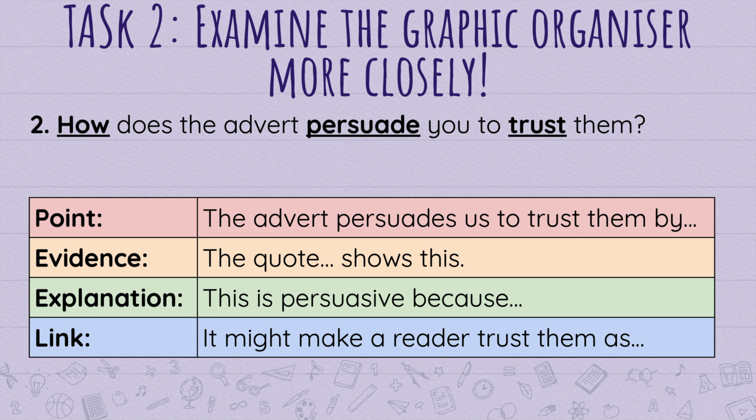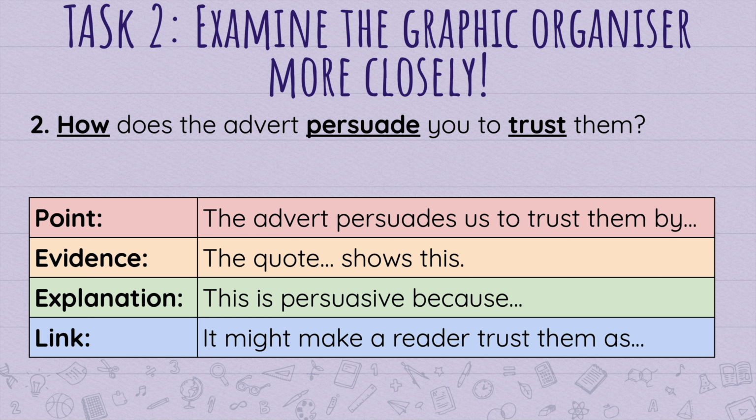So I've given you here some sentence starters to help you write your P chain, and you'll notice I've added an L on the end, so link. So we've got the advert persuades us to trust them by. So try and find a thing that they do to make you trust them. Find a quote to back that up. Explain it. So how is that persuasive?